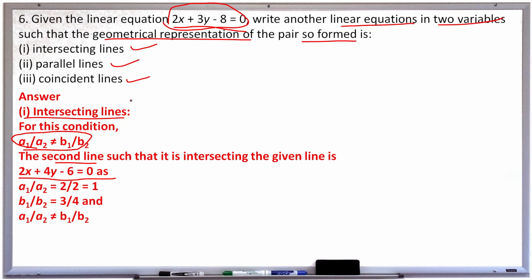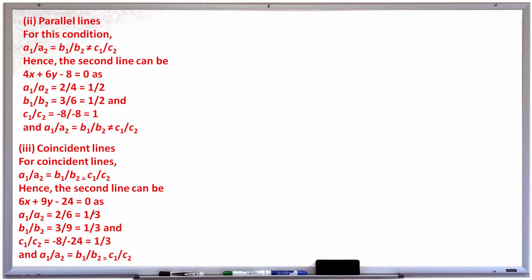Now the first equation is already given. These two equations we are going to compare. So a1 by a2 we are getting 2 by 2. If you simplify, you will get 1. b1 by b2 is equal to 3 by 4. We are getting a1 by a2 not equal to b1 by b2. So the second one, parallel lines.